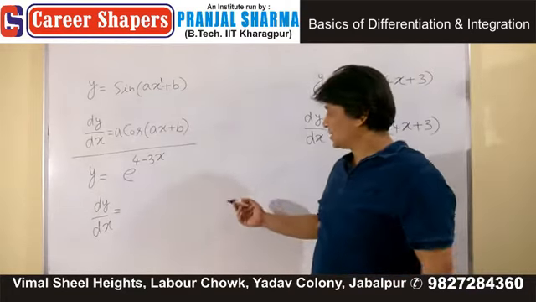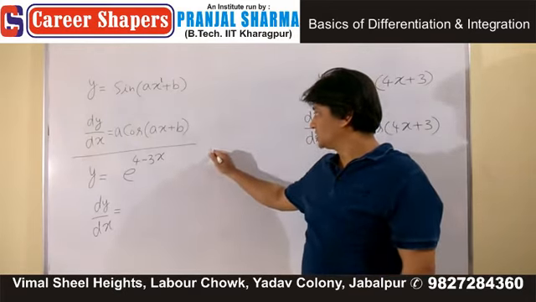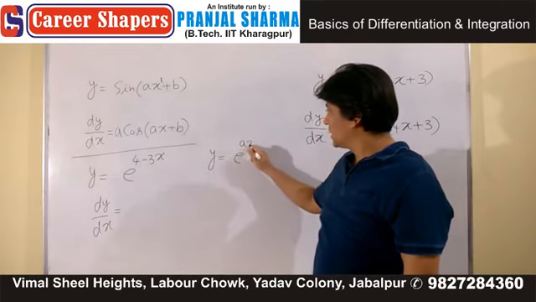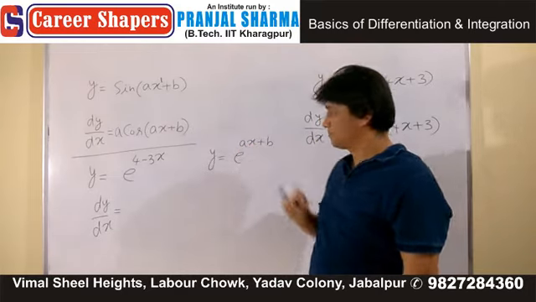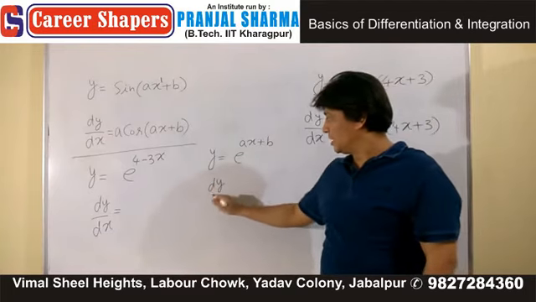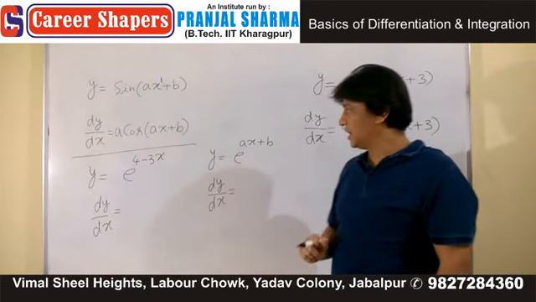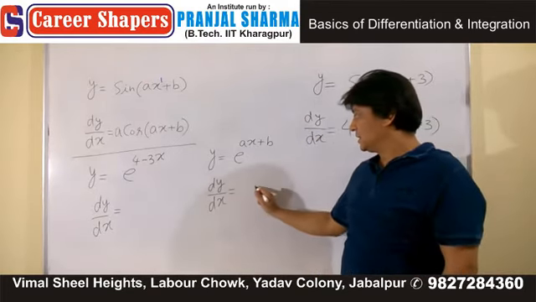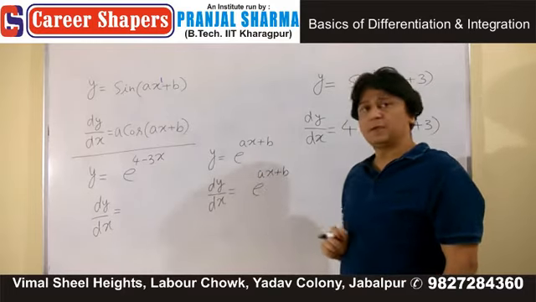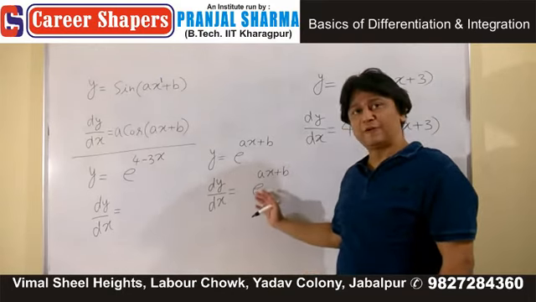Now again, what is the basic formula? Basic formula is y equals e to the power ax plus b. What is the differentiation? Dy upon dx is e to the power ax plus b. This is the format for e. That's how you differentiate e.